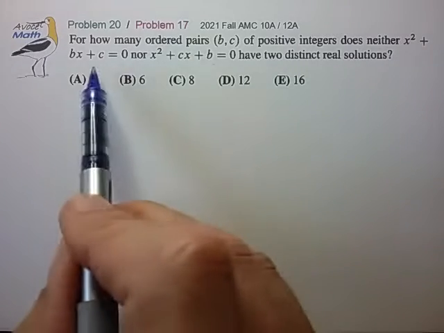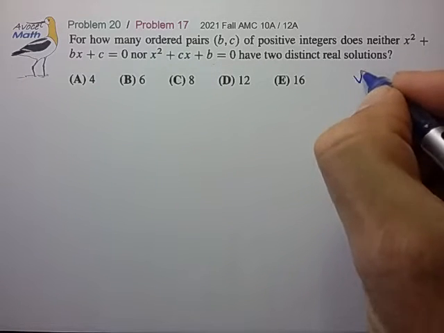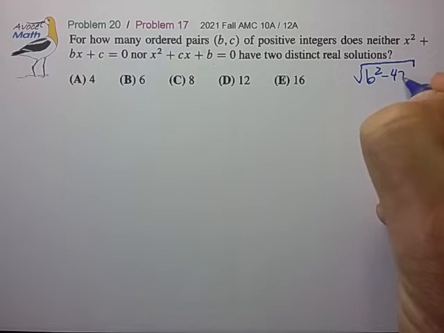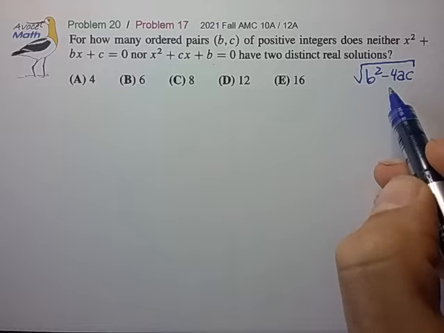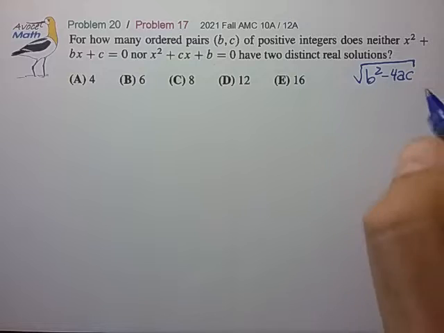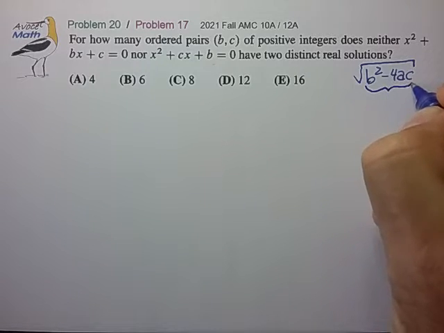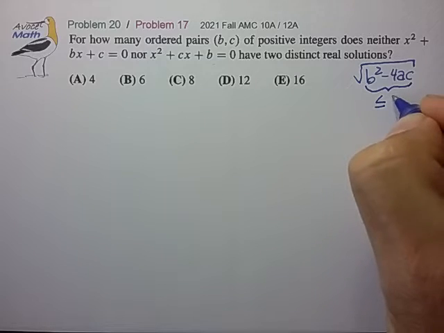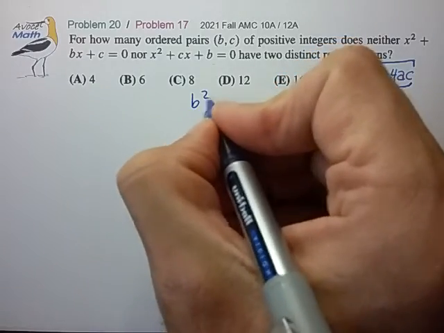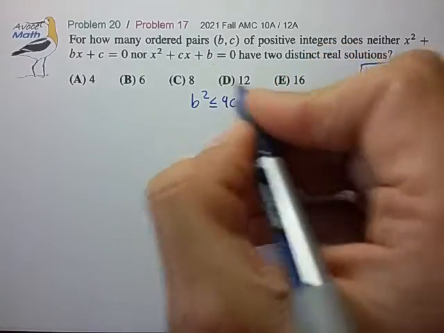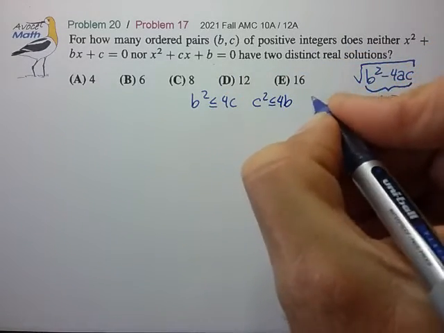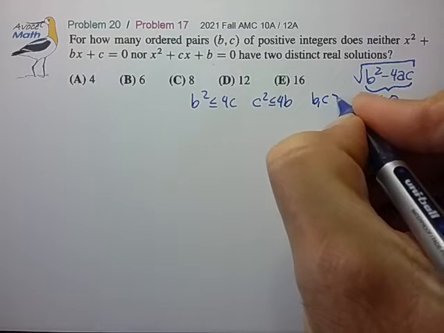So in order to satisfy this condition, we have to focus on the expression that appears in the square root of the quadratic equation. For this to not have two distinct real solutions means that the expression inside the square root has to be less than or equal to 0. So for the first equation, that means b squared is less than or equal to 4c, and for the second equation, c squared is less than or equal to 4b, and b and c are both positive integers.